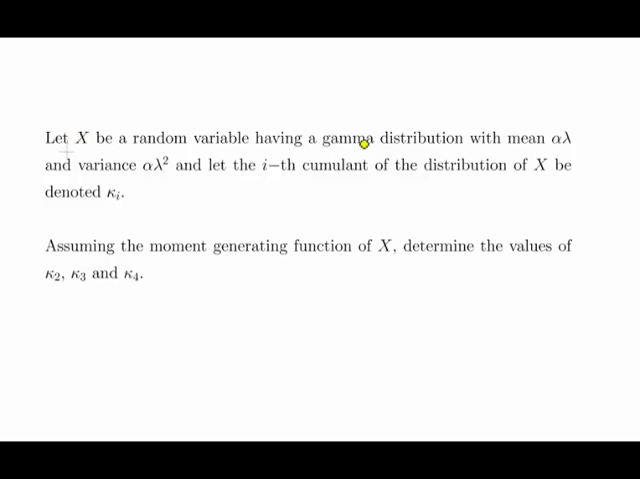Okay, in this presentation we're going to look at the gamma distribution. So x is a random variable having a gamma distribution with a mean alpha times lambda and a variance of alpha times lambda squared. This is important actually. This is a big clue as to what we do later on.